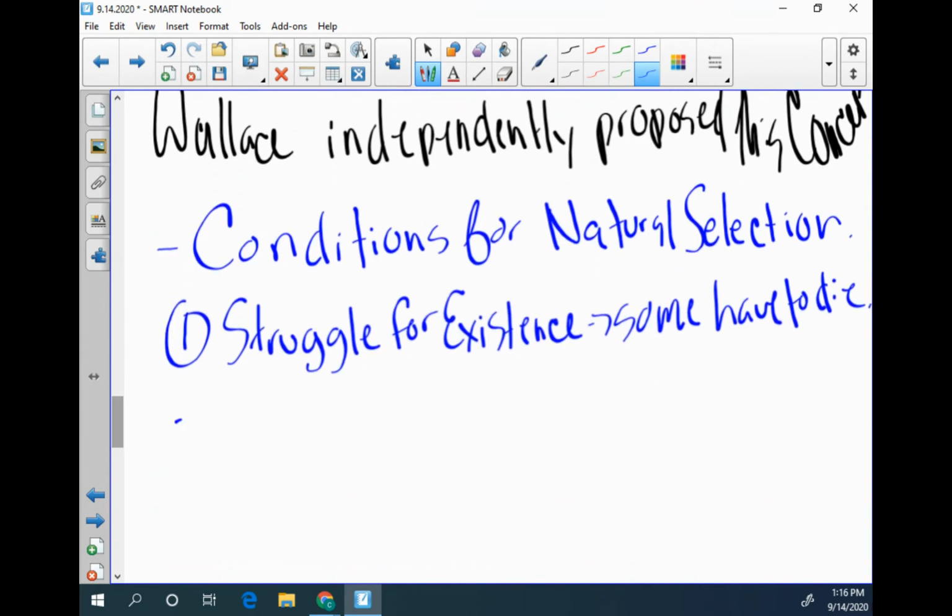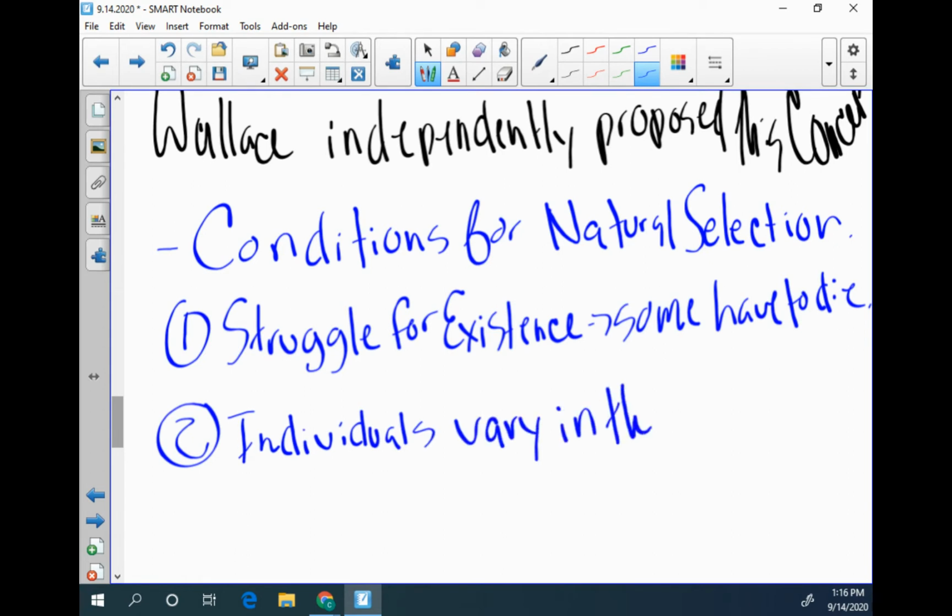Condition number 2 is that individuals vary in their characteristics. If they're all camo frogs in the first place, and there was no difference between them, we can't naturally select for one to do better than the other. And these traits have to be heritable.